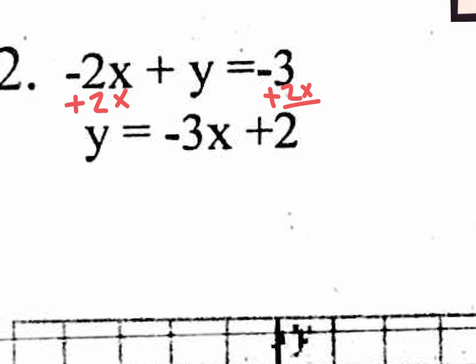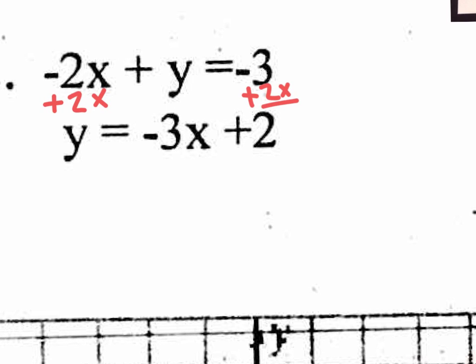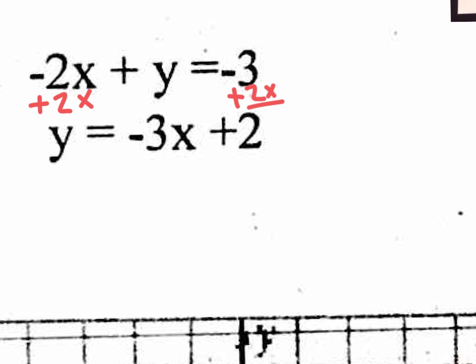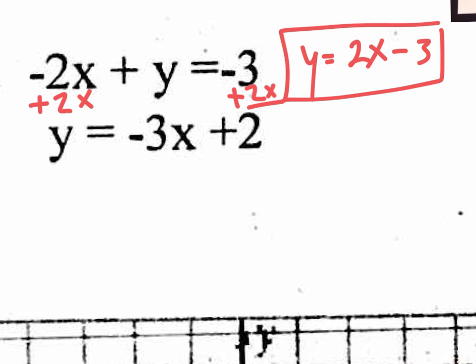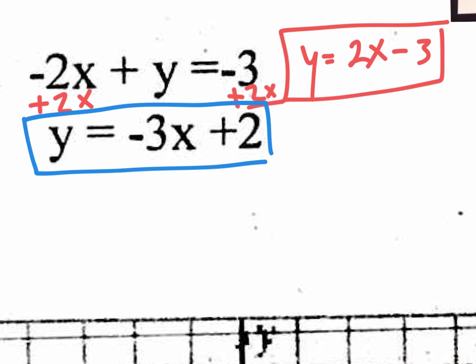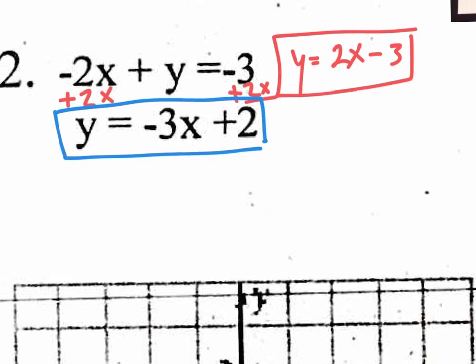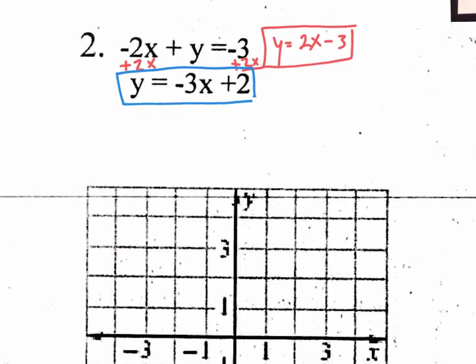You're going to have a new equation that says, let me write it over here on the side, y equals positive 2x minus 3. This is my new slope-intercept form equation for that top equation. I know where it crosses my y-axis. I know the slope. Now the bottom equation in blue, it's already ready to graph. So let's graph the red and the blue lines.